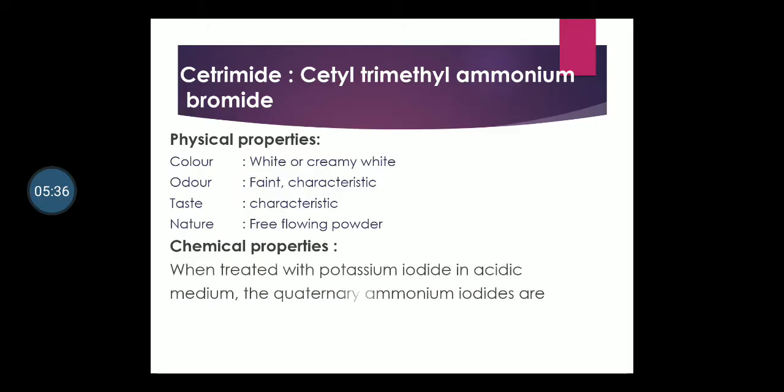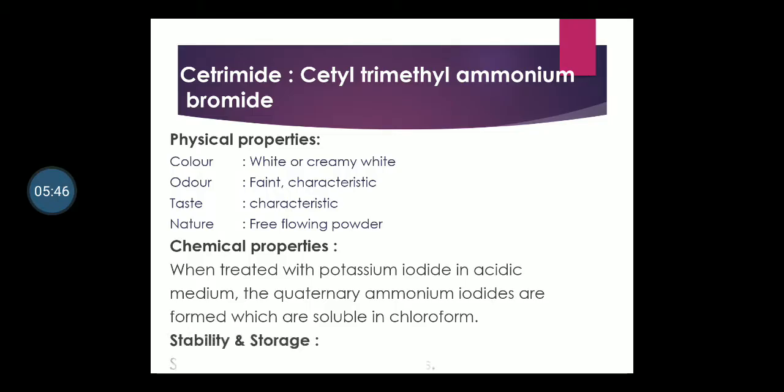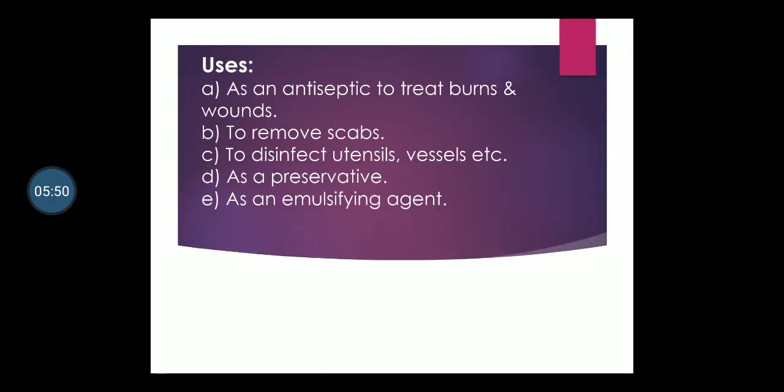Next, chemical properties: when it is treated with potassium iodide in acidic medium, quaternary ammonium iodides are formed, which are soluble in chloroform. So this is the chemical property. Stability: storage as usual, stored in a tightly closed container. Now uses: cetrimide is most popularly used in antiseptic creams.